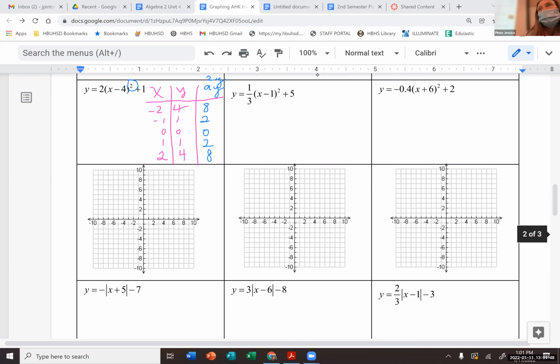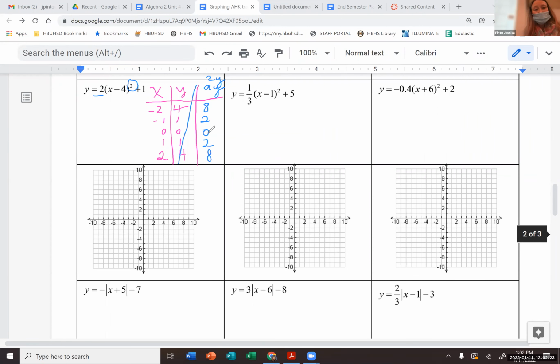So now that we've created this Y column with the AY, what we want to do is take the Y values and we times them by the A value, which this time was 2. So we did 2 times 4, 2 times 1, 2 times 0, 2 times 1, and 2 times 4. So we're just creating the A table.